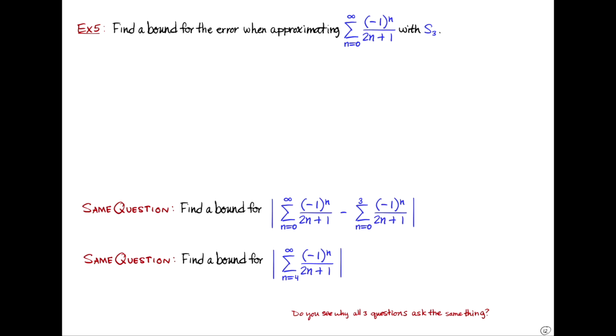Here, we're still going to use that same infinite series, the one that we know converges to arctan of 1. And we're going to approximate it with S sub 3. We want to use the alternating series estimation theorem. We know that our sum from 0 to infinity of negative 1 to the n over 2n plus 1 meets the hypotheses of the alternating series estimation theorem because back in example 1, we showed that this converges.